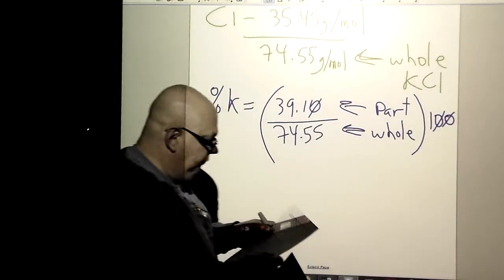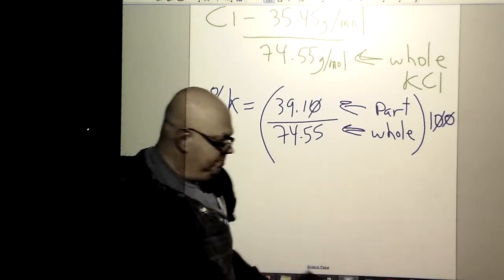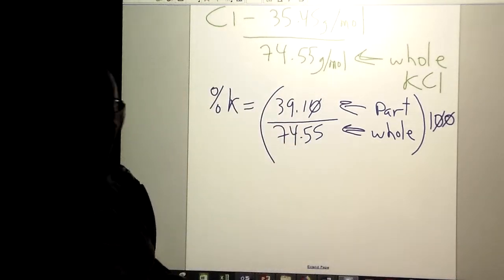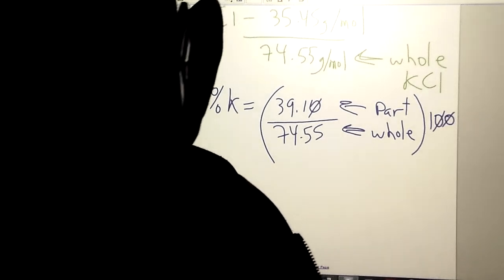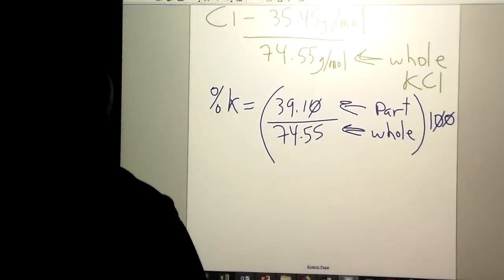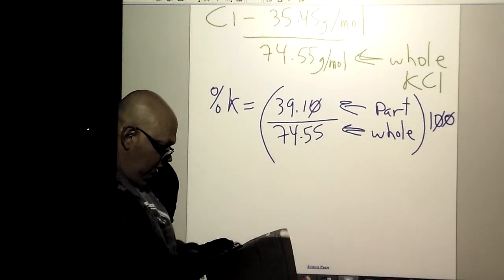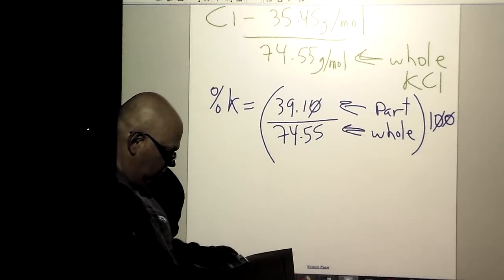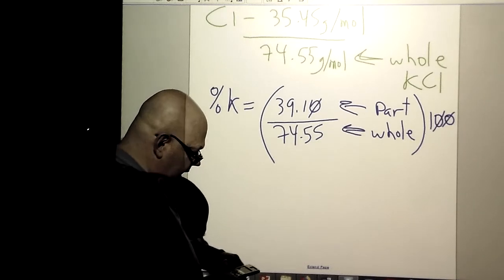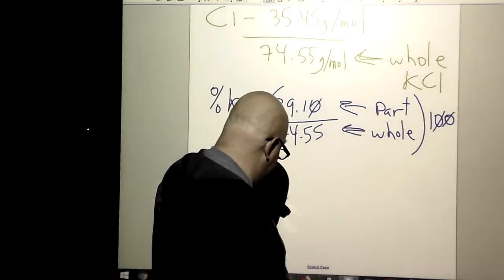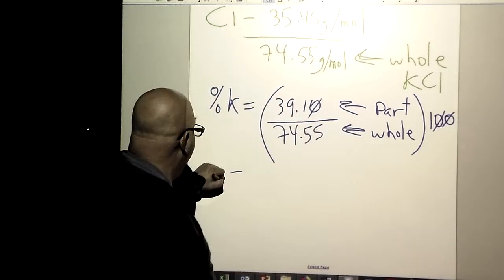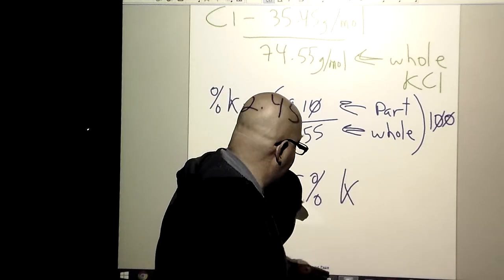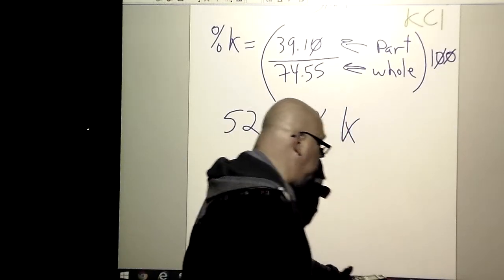So for the potassium, I'll do a real fast thing here. How much time do I actually have left? Okay, I've got to wind down fast. So 39.1 divided by 74.55 equals 52.45%. So I have 52.45% potassium.